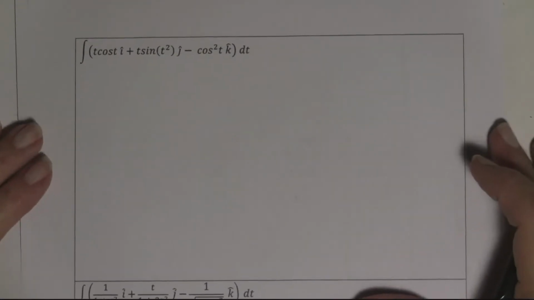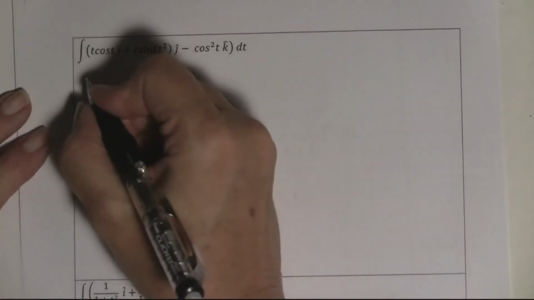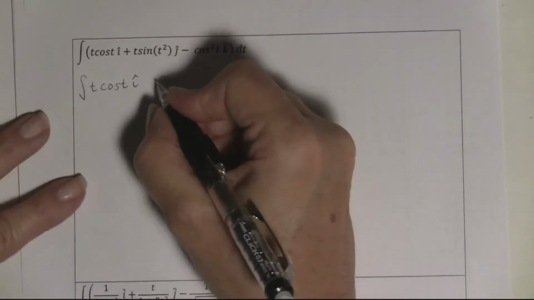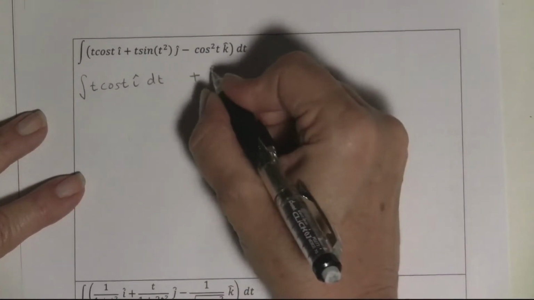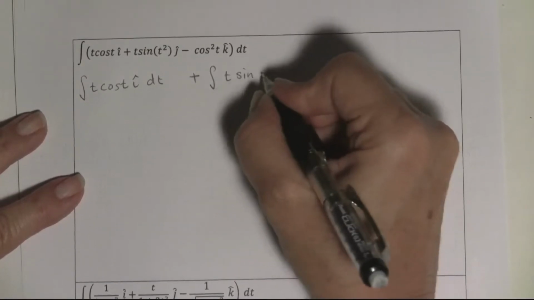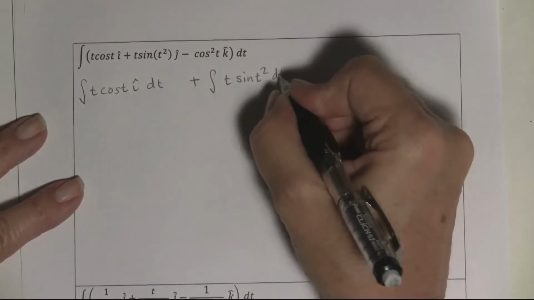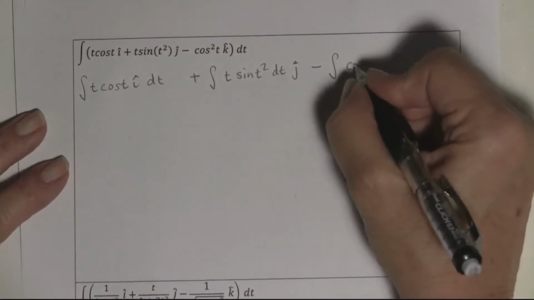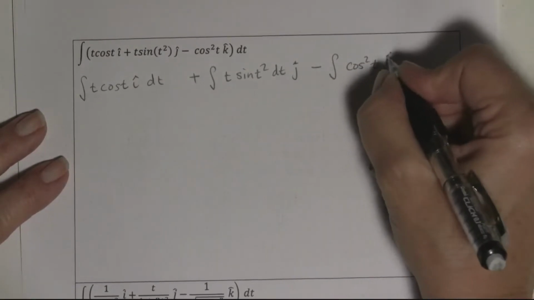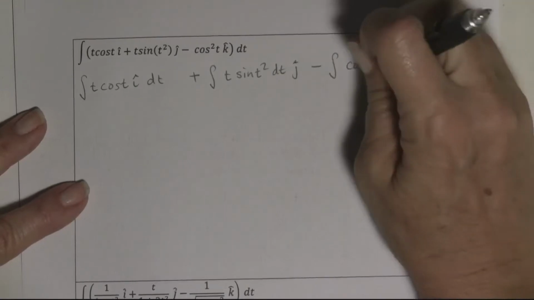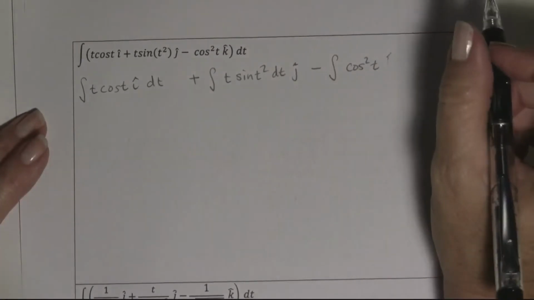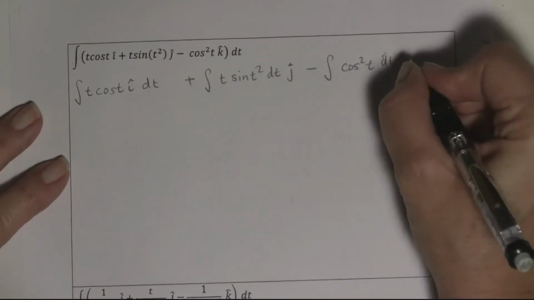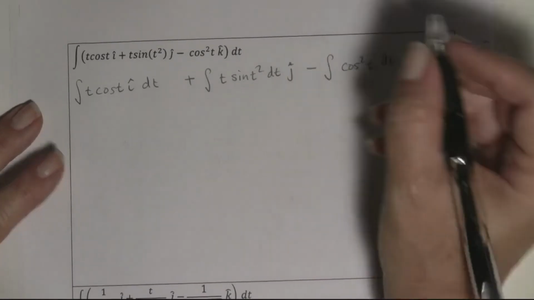Okay, so here I have to do the pieces. I have the integral of t cosine of t i dt, and then plus the integral of t sine of t squared dt of j, and then minus the integral of cosine squared t of k. I like to put my dt. Do they put their k on the outside? They do. They put their dt and then their k on the outside of this. So I kind of have got that going good.